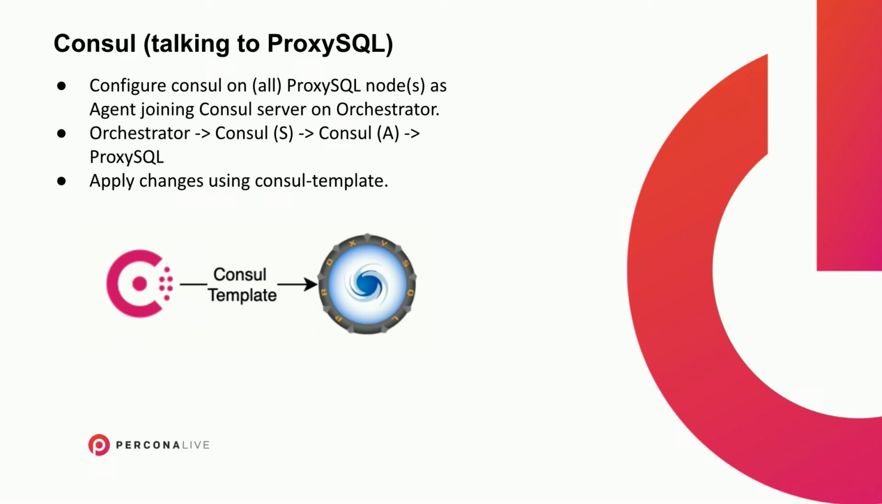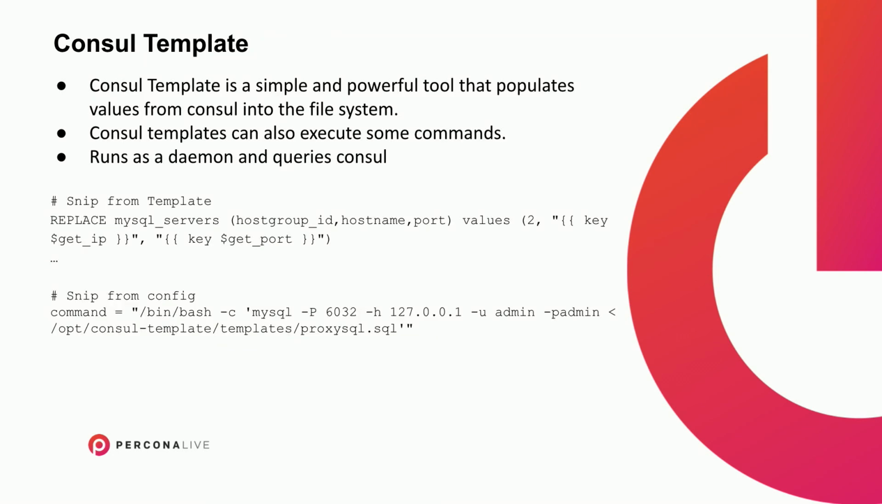So how will the Consul agent apply the changes to the ProxySQL? We will do that using Consul-template. Consul-template is a simple and powerful tool that populates values from Consul into the file system. Consul-template runs as a service. It can execute commands as well. This is just an example of how the template looks like. It gets the value from Consul, replaces the values and then runs the command to ProxySQL.